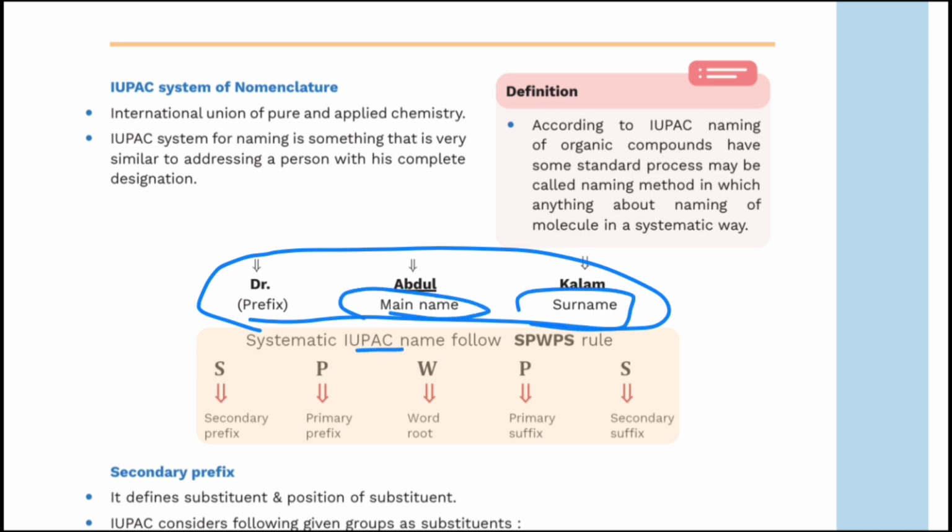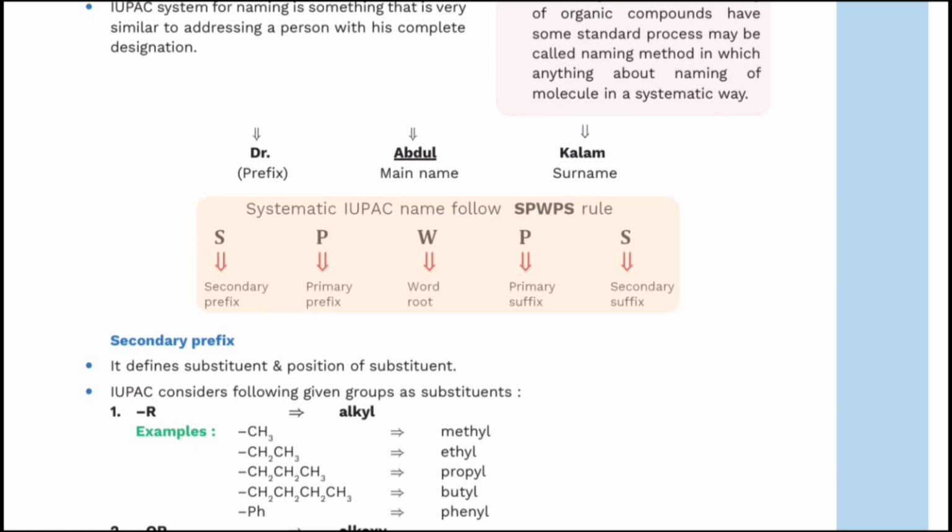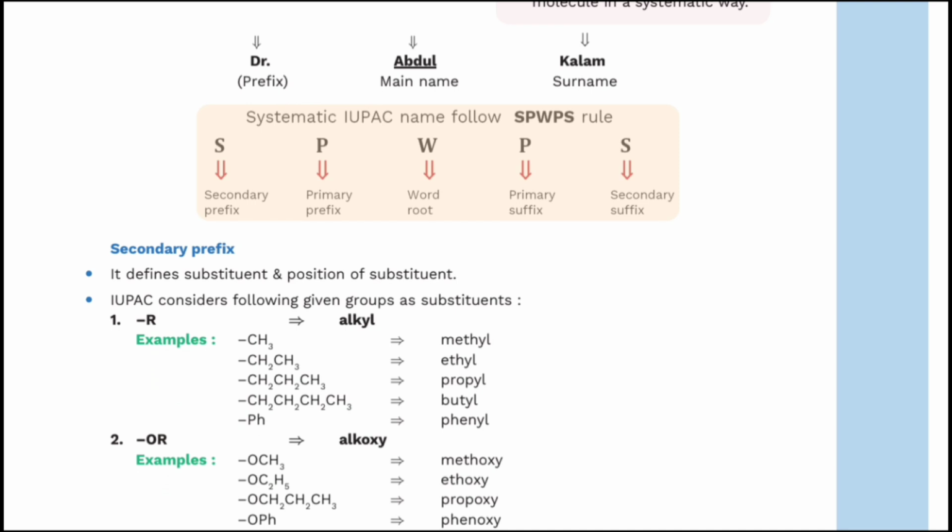Systematic IUPAC names follow S, P, W, P, S. What is S? Secondary prefix. P is primary prefix. W is word root, P is primary suffix, and S is secondary suffix. So here are the definitions. What is a secondary prefix? It defines the substituent and the position of a substituent.